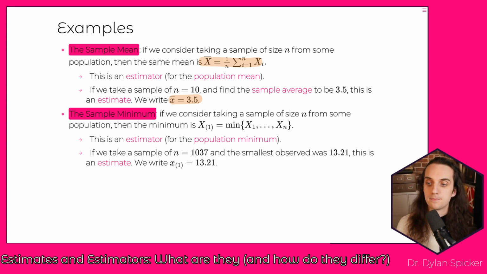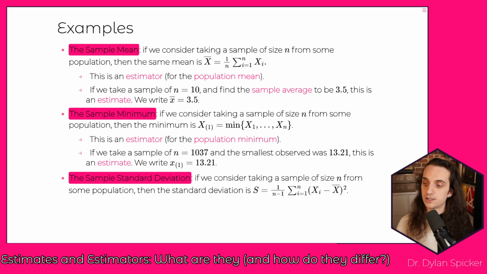If we observe a sample of size 1037 and find that the smallest observed value was 13.21, then this becomes an estimate. It is the estimate produced by our estimator. Notice that again, we're using lowercase letters here in place of the uppercase. So it's lowercase when we have an estimate, uppercase when we have an estimator.